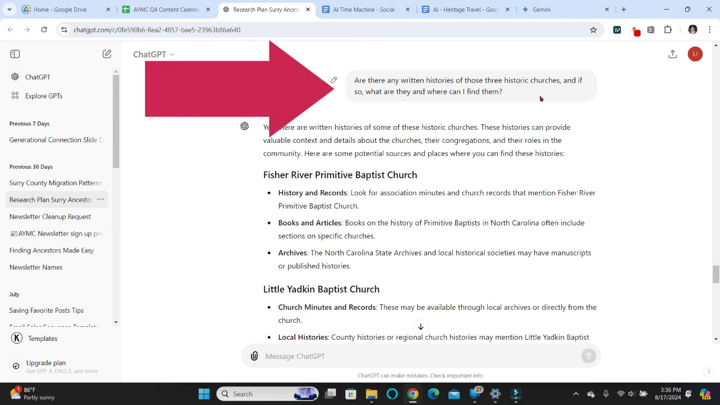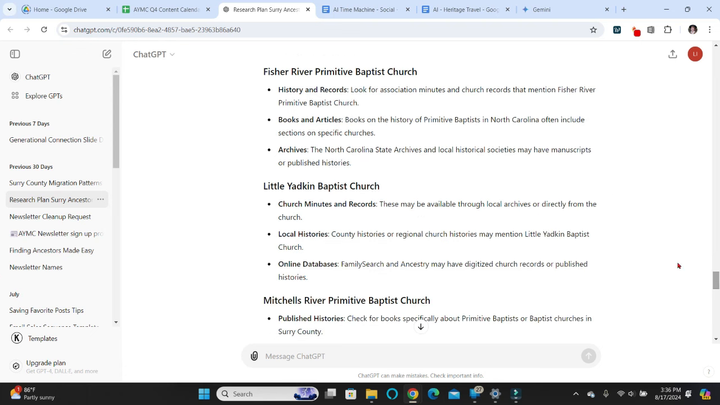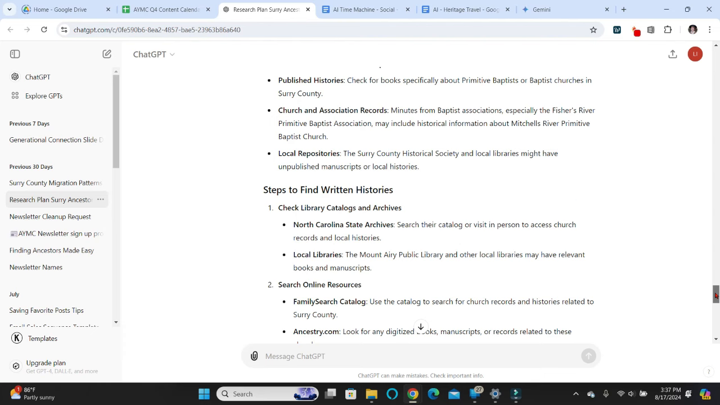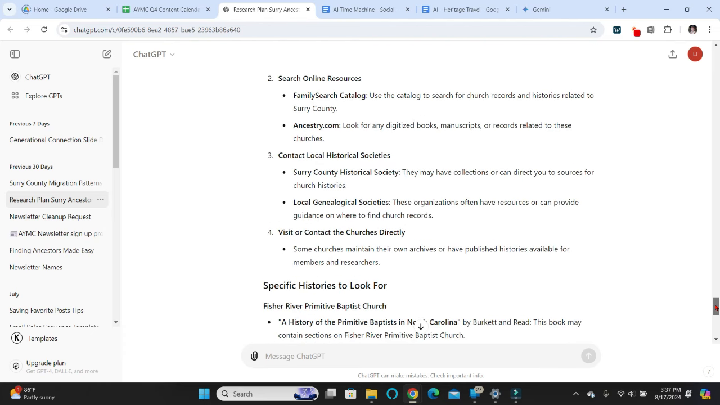Are there any written histories of these three historic churches? And if so, what are they and where can I find them? So I want to know, are they written? And it said, well, yeah, there are. It's telling me again to look for the association minutes. For the Little Yadkin Baptist Church, it said there might be some at the local archives and county histories. So it's not quite as specific as I had hoped, but it's telling me that there's a possibility out there.